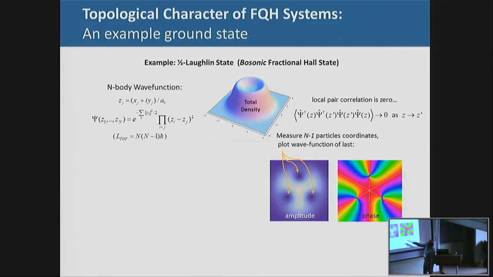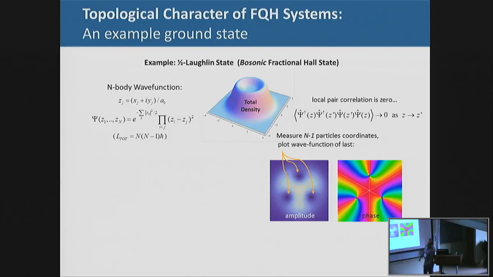It's some kind of polynomial. Here it's the second order because we have even exchange statistics or bosonic exchange statistics. And this would be a half-Laughlin state that has a total angular momentum of the particle number times the particle number minus 1. Now, we know that the local pair correlation in a state like this is 0. You can see that if two particles come to the same position, that this wave function will actually go to 0.